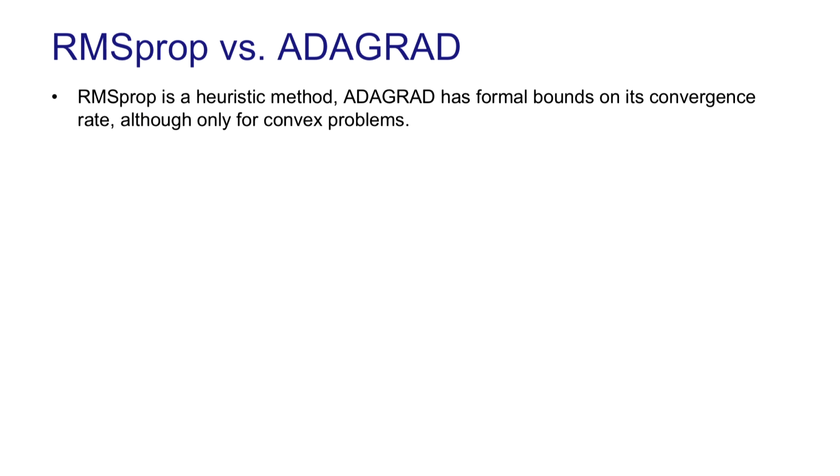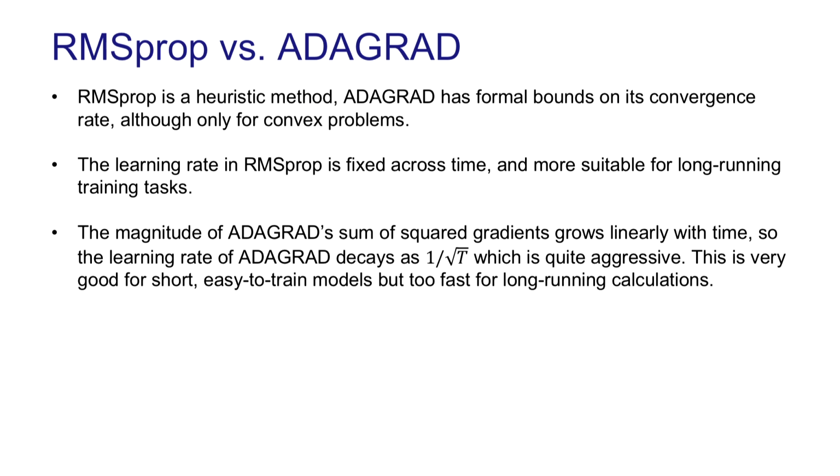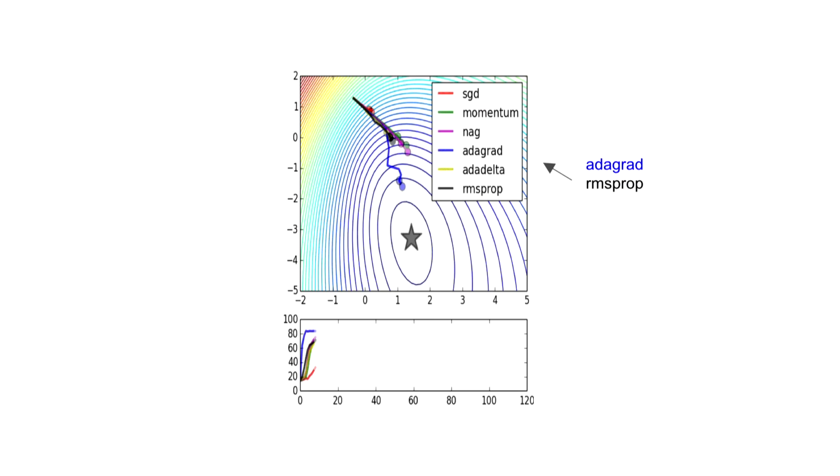Okay. RMS prop is a heuristic method. AdaGrad is a method with some bounds. And RMS prop by default has a fixed learning rate, and that's suitable for long-term training. AdaGrad decays the learning rate, as we argued, by 1 over square root of t. And that works for some problems, typically small networks. But it's probably too fast. In other words, it gets to be too small if you want to run for a long time.